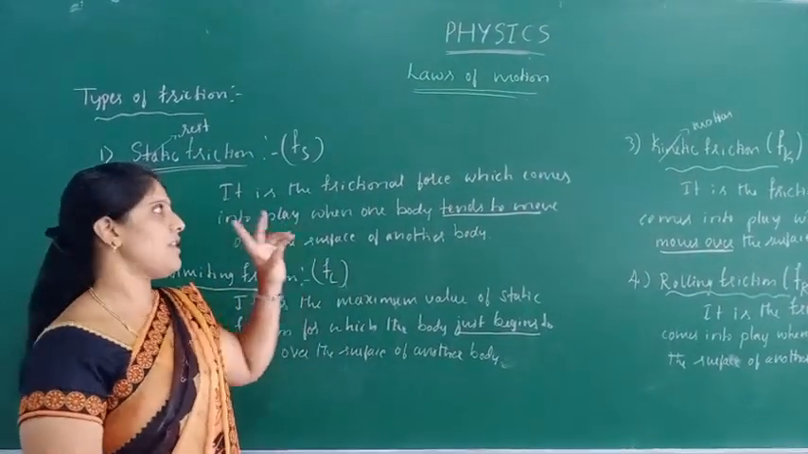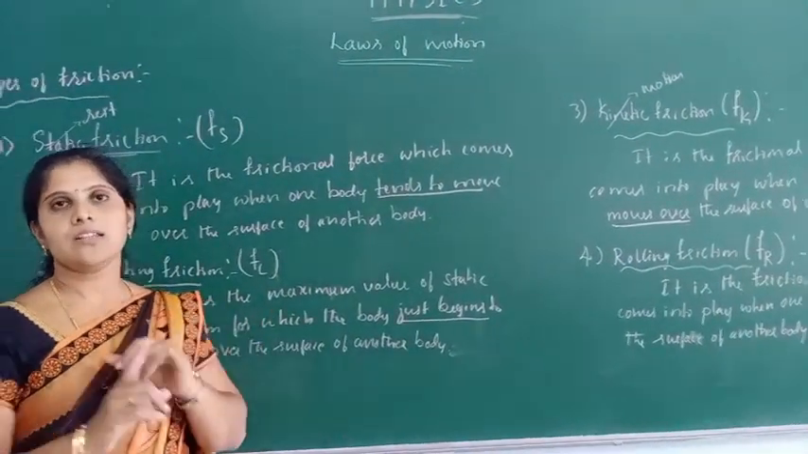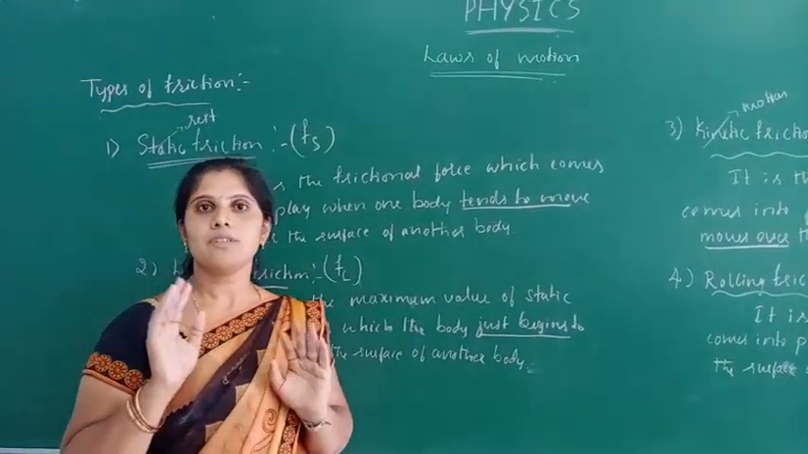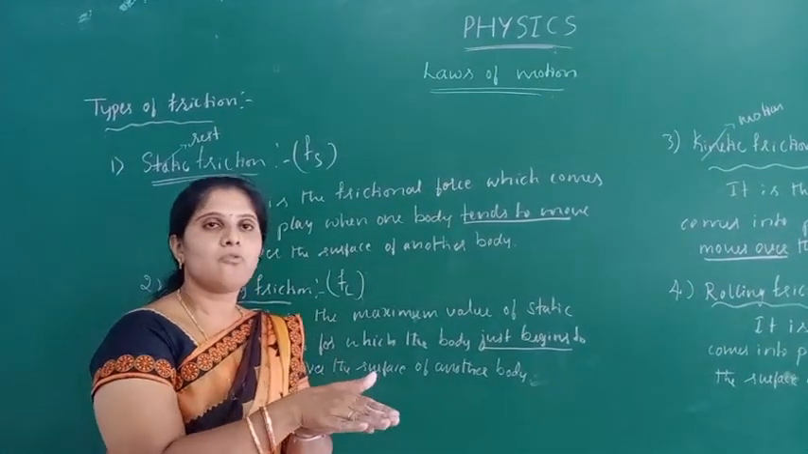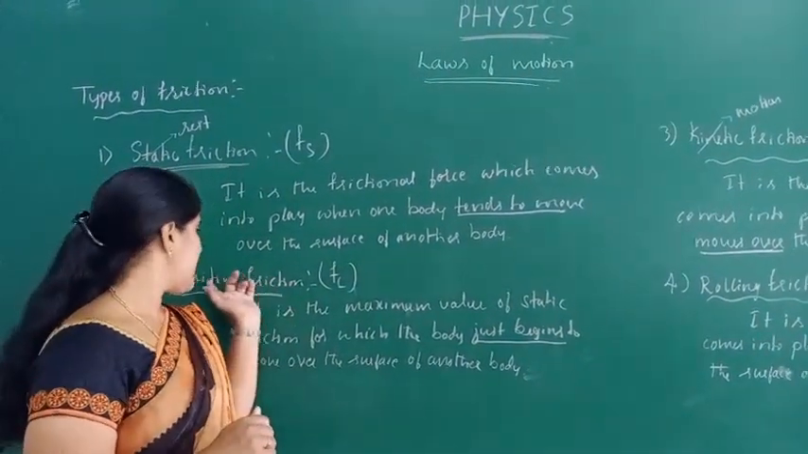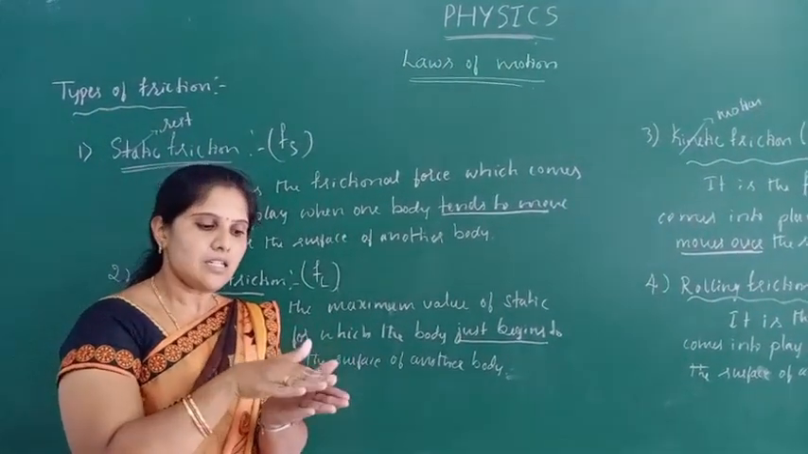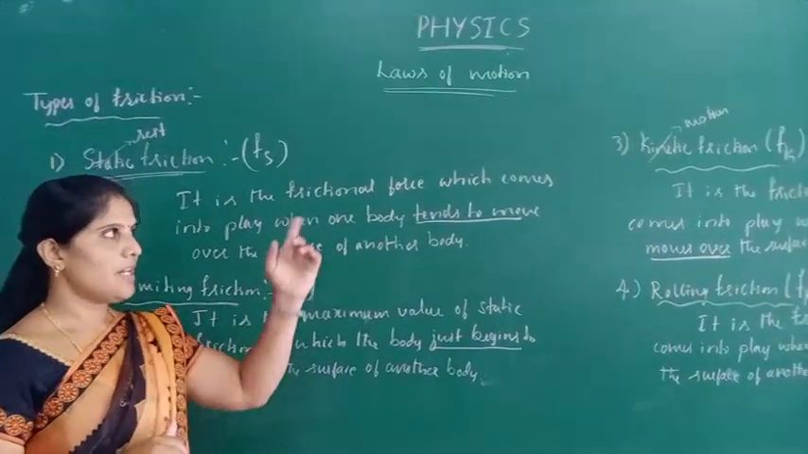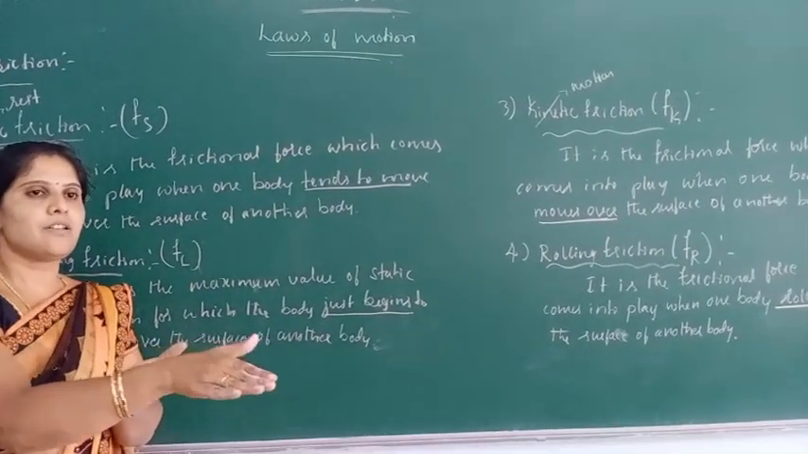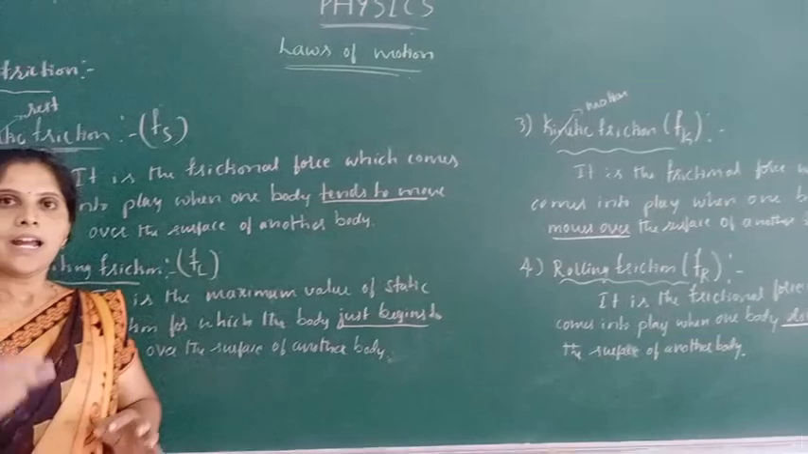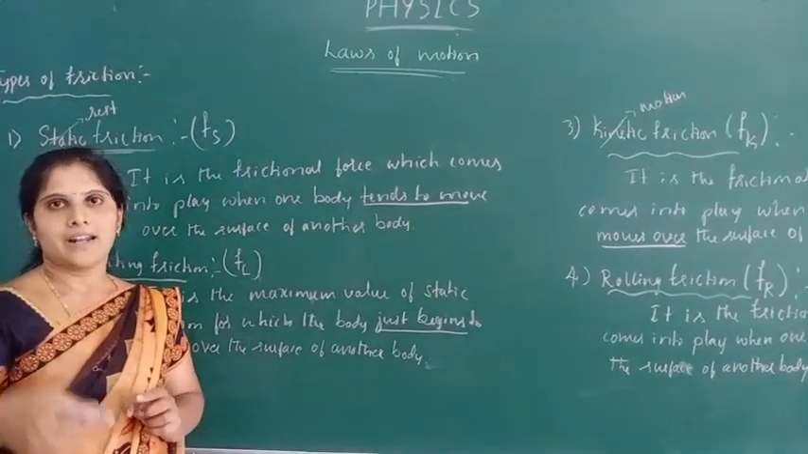There are four types of friction: static friction, limiting friction, kinetic friction and rolling friction. What is static friction? It is a frictional force which comes into play when one body tends to move over the surface of another body. Limiting friction is the maximum value of static friction for which the body just begins to move. Kinetic friction is the frictional force which comes into play when one body moves over the surface of another body. Rolling friction is the frictional force which comes into play when one body rolls over the surface of another body.